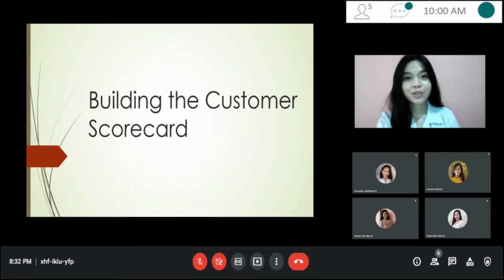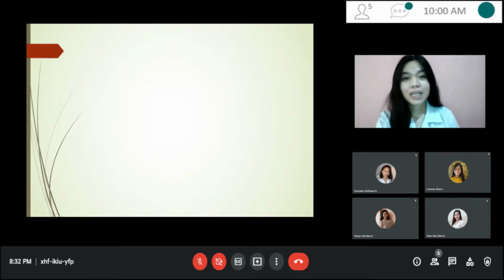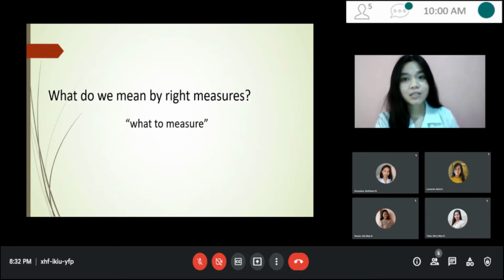The first thing you need to do in building the customer scorecard is knowing what to measure. It is important to take the proper customer measures in order for you and your employees to take the right actions, stay on the right track, and avoid mistakes. So what do we mean by right measures? These are the measures that really do matter for you and your organization, as well as measures your customers are concerned with. How can you select the right measure?